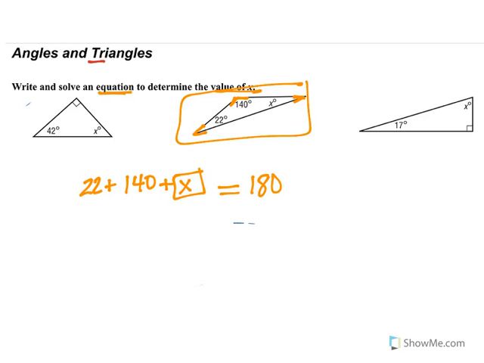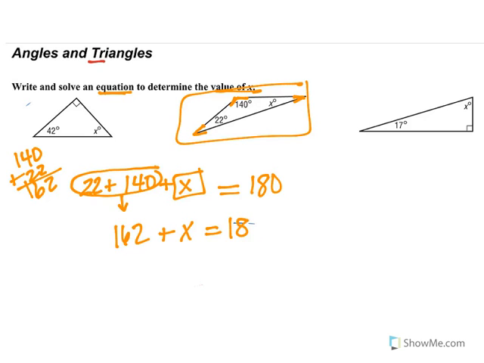You're the variable. Who's in your room? 22 and 140. So let's go ahead and add 140 plus 22. All right, so this right here is going to give me 162 plus x equals 180. Again, you're the variable. Who's in your room? Plus 162. How do I get rid of plus 162? By doing the opposite, minus 162. What you do to one side, you must do to the other.